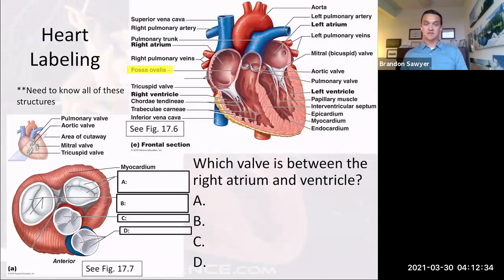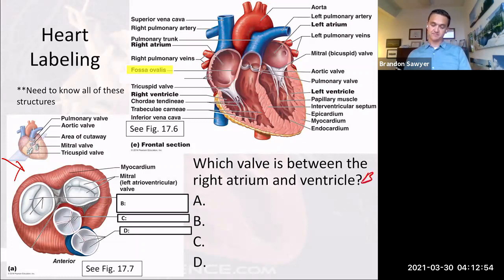Okay, so let's talk about some more structures of the heart here. So, labeling of the heart, okay? We can see this is just a different view of those valves of the heart. And which valve is between the right atrium and the ventricle? Remember that the one on the right side is the tricuspid valve. So tricuspid, that one is going to be B.